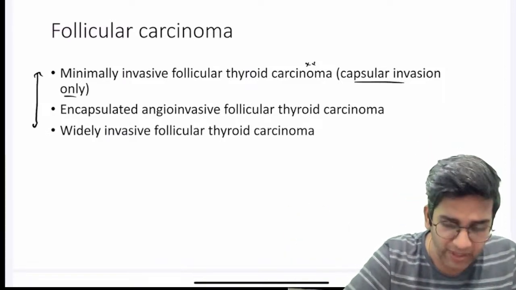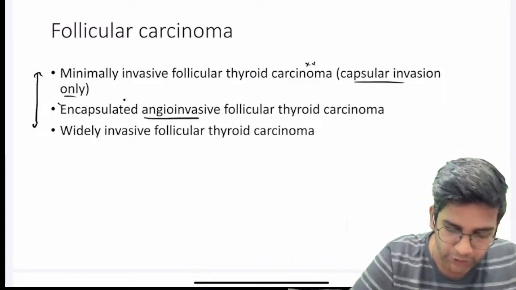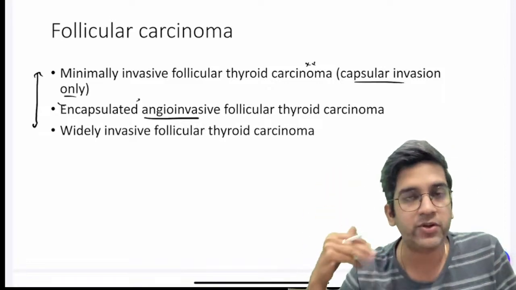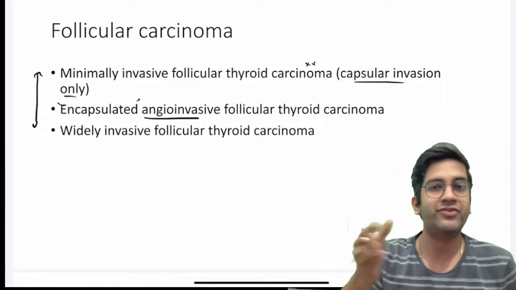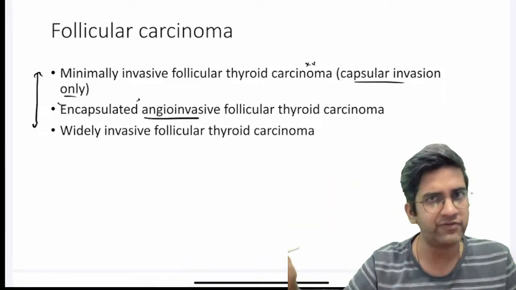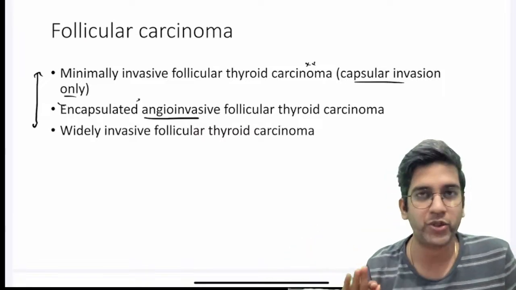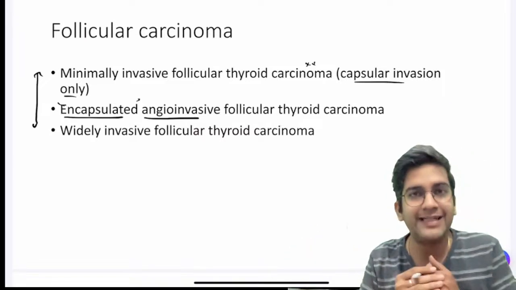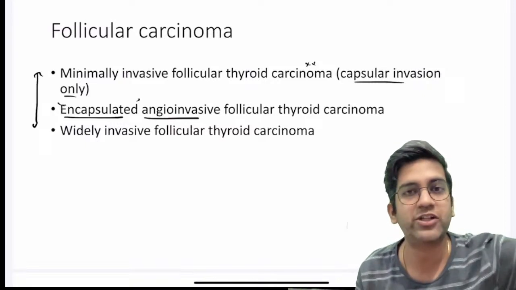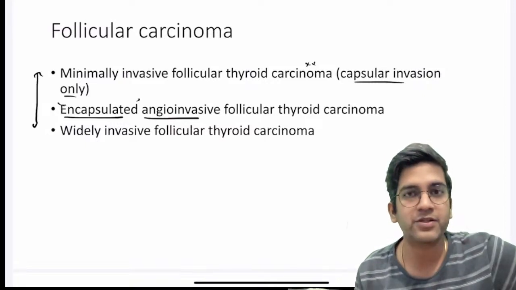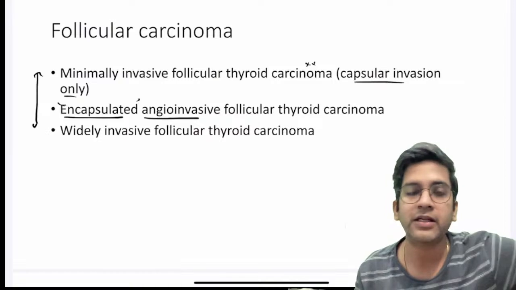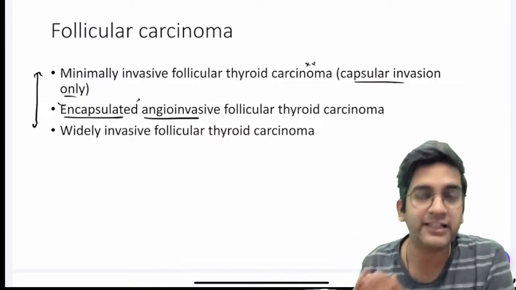Then we have something called encapsulated angioinvasive. Previously, the old WHO was only angioinvasive. Then we had a distinction of less than 4 and more than 4. The less than 4 and more than 4 is there for prognostic impact, but I have only angioinvasive, encapsulated. It does not matter what the status of the capsule is here. It should be encapsulated. Capsular invasion may be there, may not be there. Doesn't matter for me if it enters the vessel.